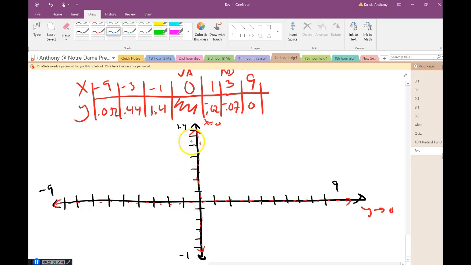So I have 1 and 1.4, 3 and 0.44. Oops, that's not 3, that's 3. And then 9 and negative that. So it looks like that piece over here. And I have -6.2, and then almost 0, and actually 0. So let's say we do something like that.